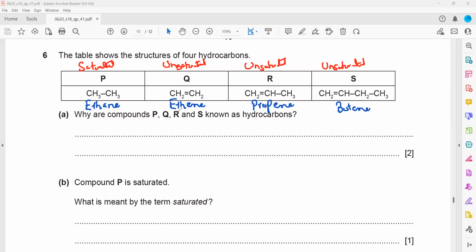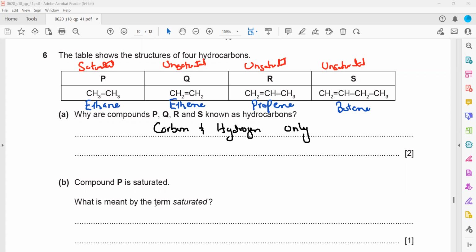So why are compounds P, Q, R, and S known as hydrocarbons, as we already did this? That is because they have carbon and hydrogen only. One mark is for mentioning carbon and hydrogen, and the second mark is for mentioning only. Like they don't have any other element.